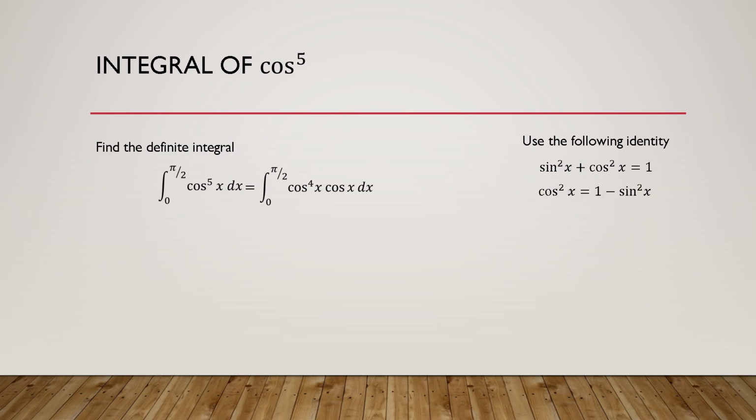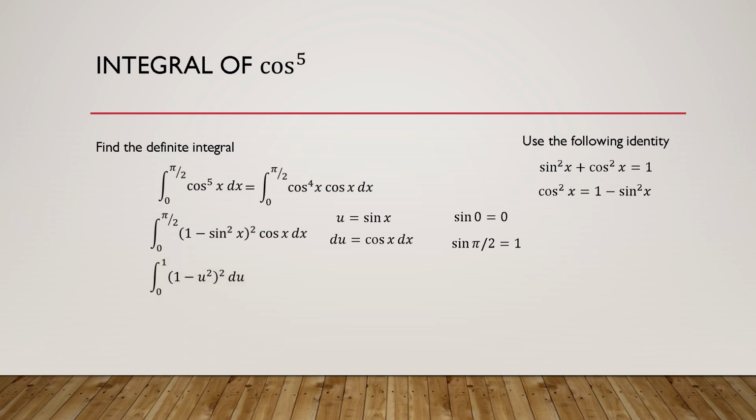We make our substitution, which gives us the integral from 0 to pi over 2 of the quantity 1 minus sine squared x, squared, times cosine x dx. We let u equal sine x and du equal cosine x dx. This changes the boundaries of our integral. Sine 0 is 0 and sine pi over 2 equals 1. When we substitute, we get the integral from 0 to 1 of the quantity 1 minus u squared, squared, du.